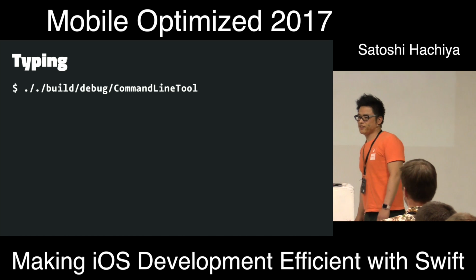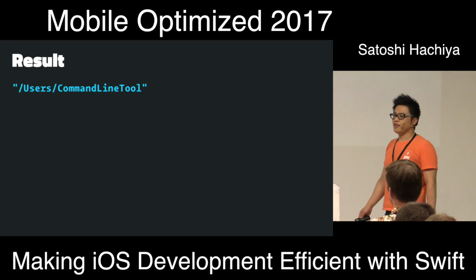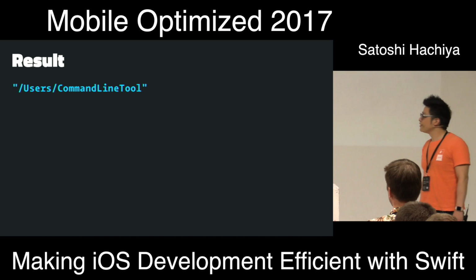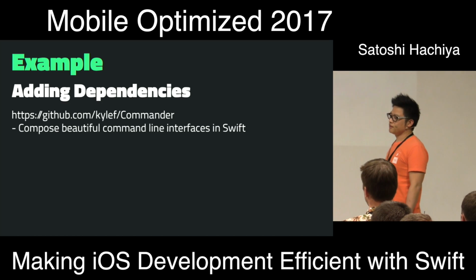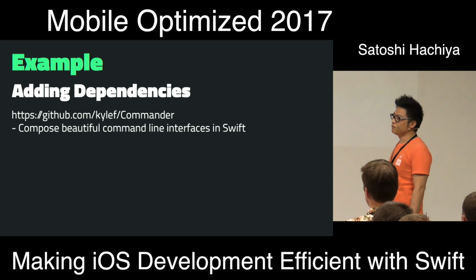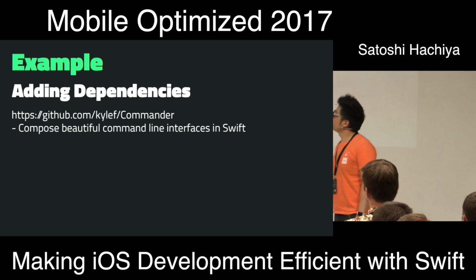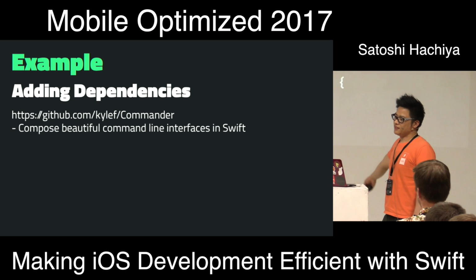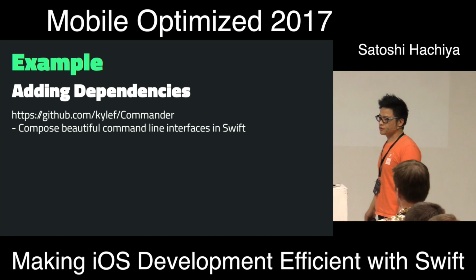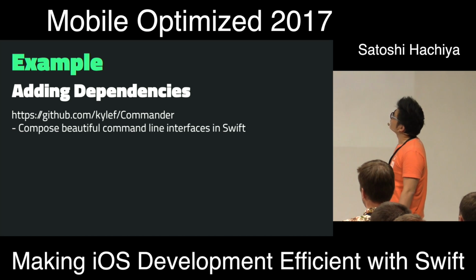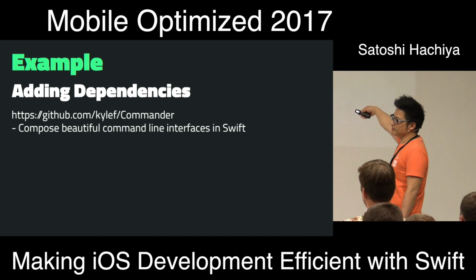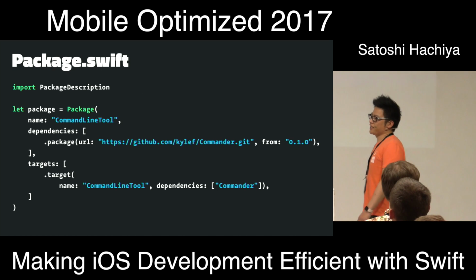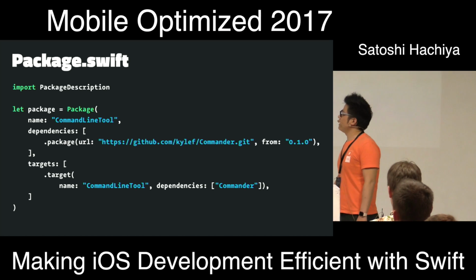The next example is importing modules. Importing Darwin and getting the path of the current working directory. Implement an import declaration in a source file, for example, main.swift. And run the swift build command. And then type in the path of the compiled binary. The path of the current working directory is printed on the terminal.